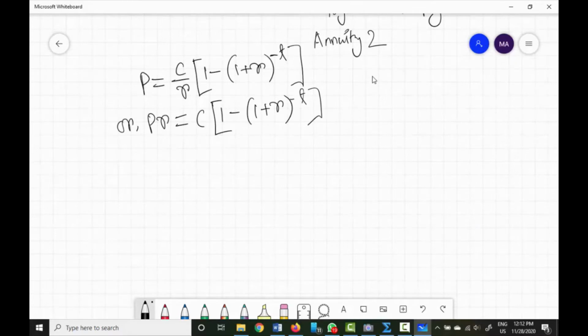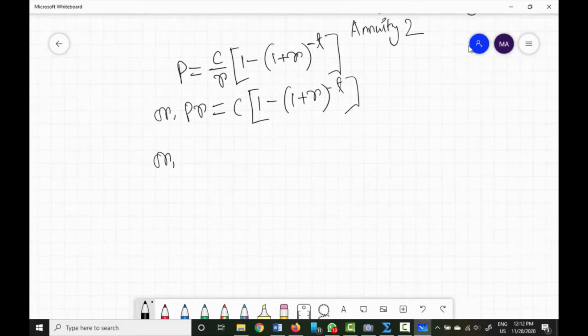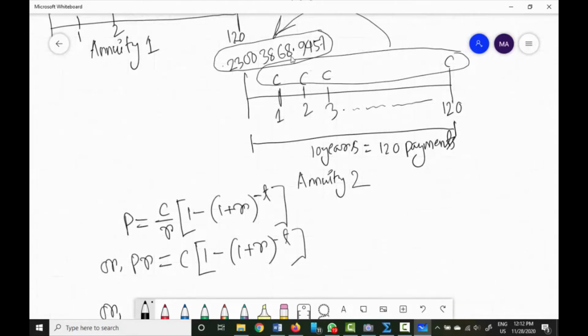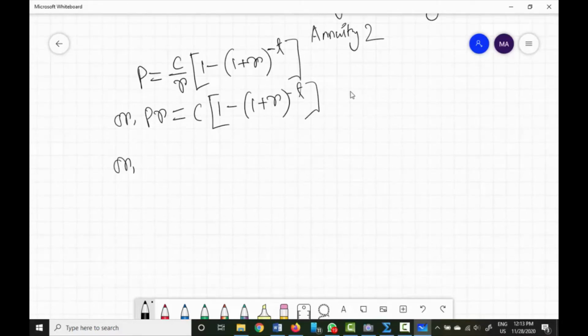So the present value of annuity, that means after 10 years we have this amount of money in the account. Since we have this amount in the account, the bank will give us C amount of cash flow for the following 10 years at the end of every month, right? So for this annuity, this is the present value.